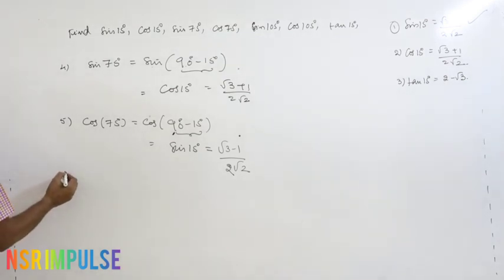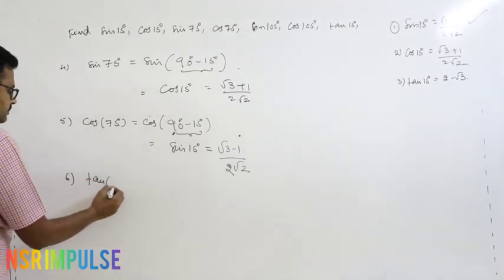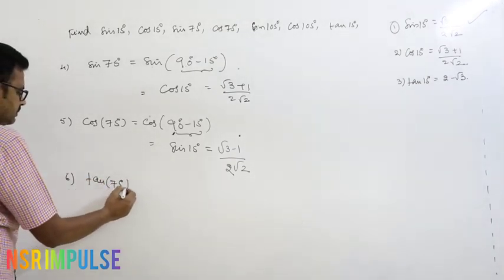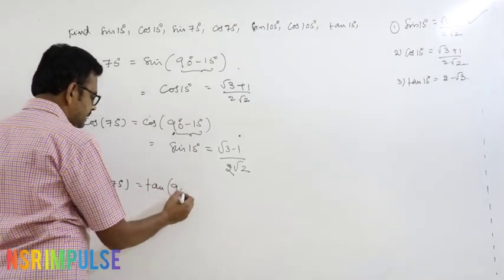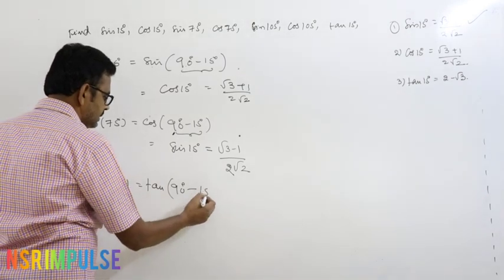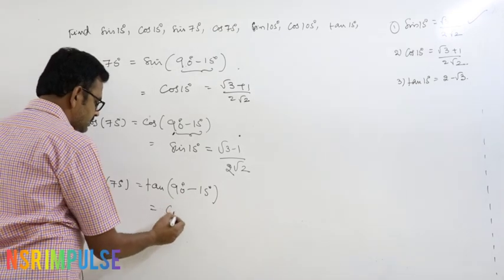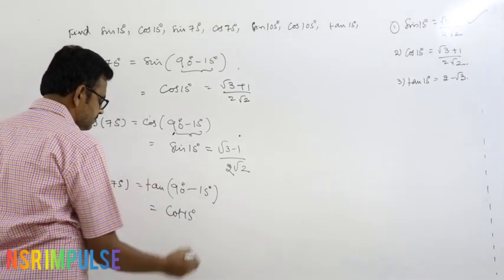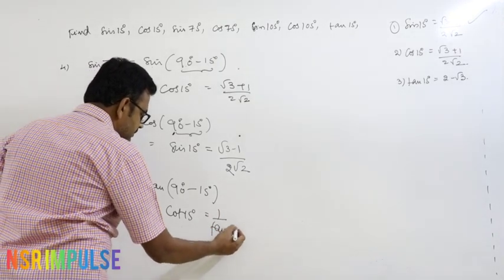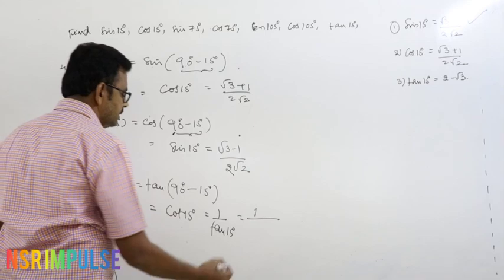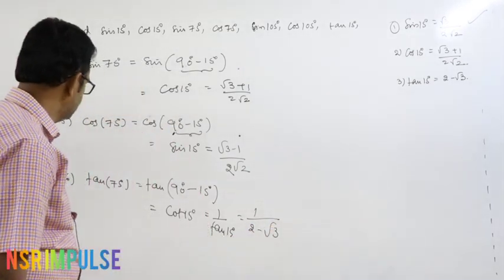Next one, tan of 75 degrees is equal to tan of 90 degrees minus 15 degrees. That is equal to cot 15 degrees, since tan of 90 minus theta is cot theta, where cot 15 is 1 by tan 15 degrees, that is 1 by 2 minus root 3.